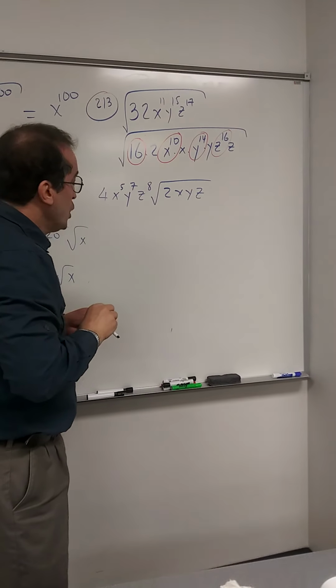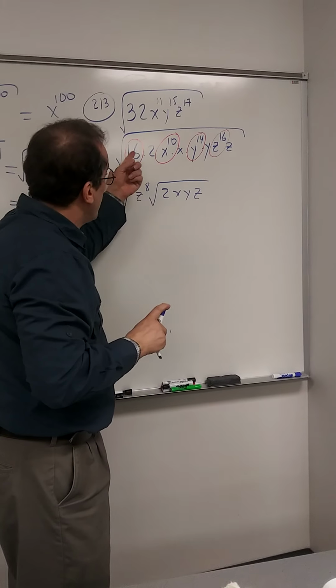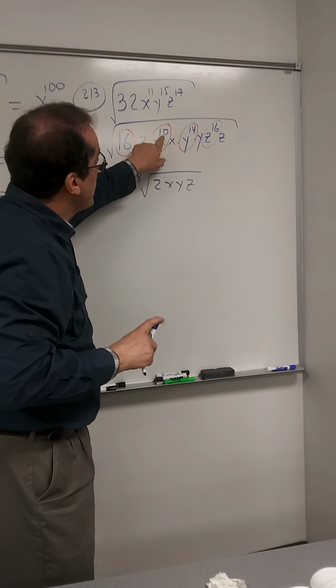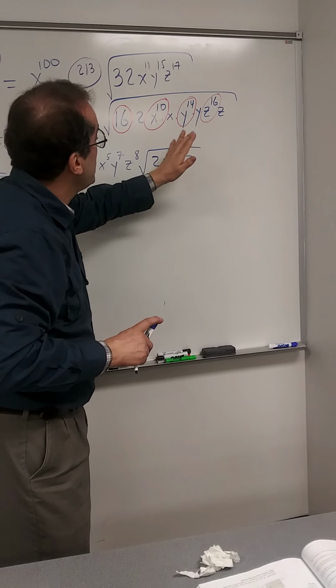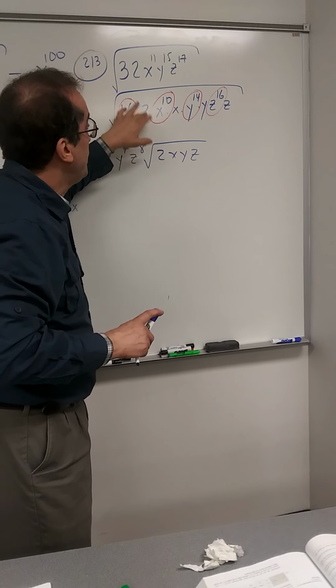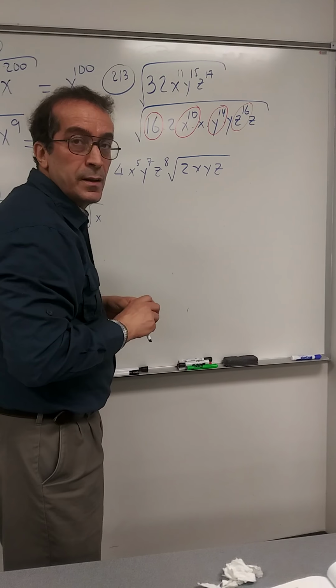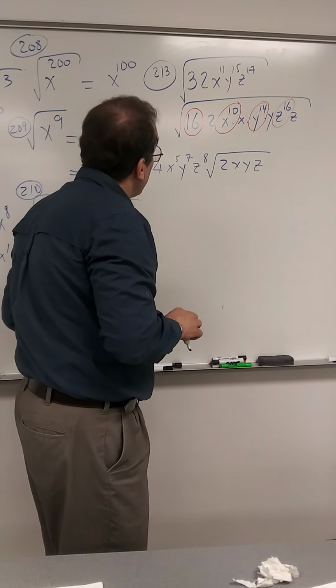These will stay. So you take out the 16, square root of 16 is 4. You take out the even exponents, divide them by 2, and you leave the odd exponents, ones, and you leave any number there that's irrational and that's not a perfect square.